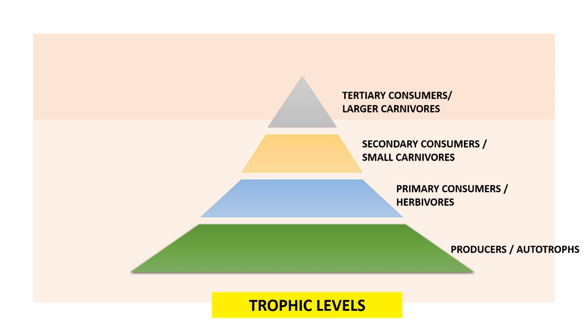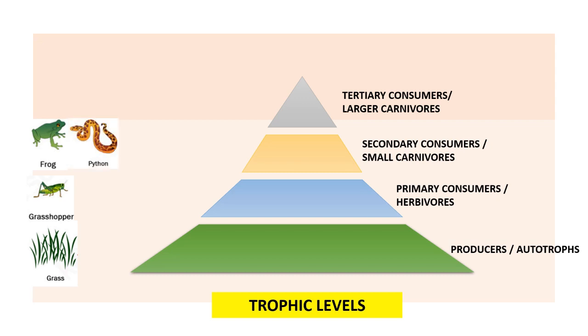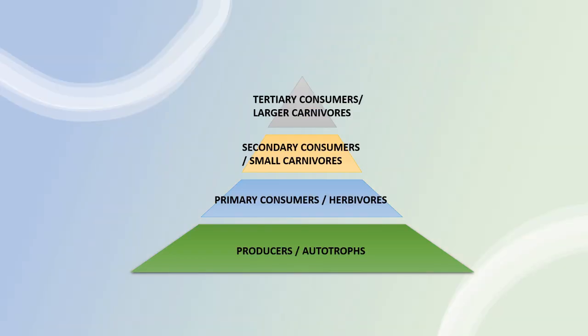Now, let's have examples of these different trophic levels. They are grasses as the producers, grasshoppers as the herbivores, frogs and the python as the small carnivores, and eagle as the large carnivores. Now, let's have a look at the flow of energy at various trophic levels. We know that the autotrophs capture the energy which is present in the sunlight and convert it into chemical energy. This energy supports all the activities of the living world.